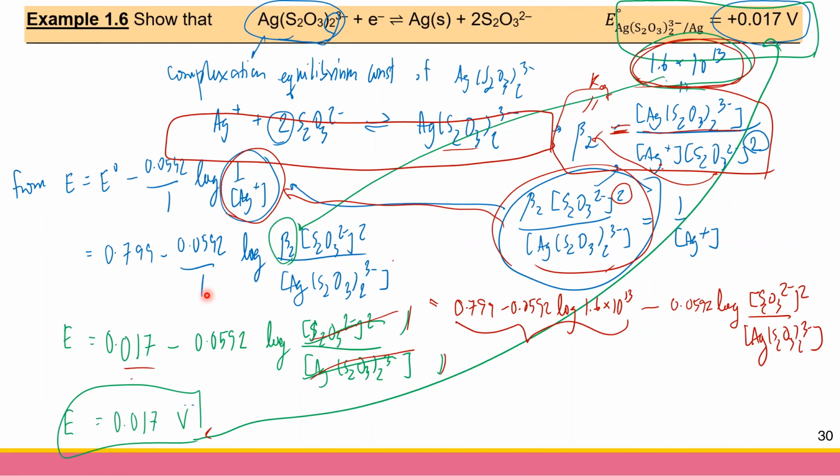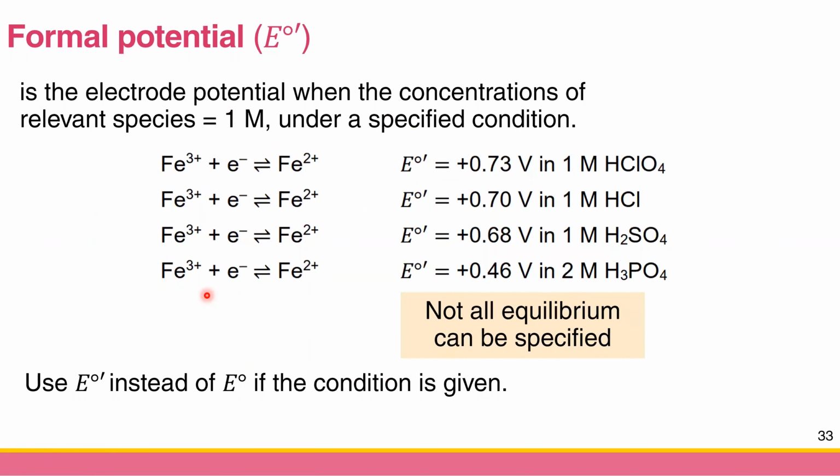But most of the time we don't really know. So what electrochemists use is something called formal potential instead. So what is it? Formal potential is the electrode potential when the concentration of the relevant species is 1 molar under a specified condition. This is different from the last one. The last one, we know the standard electrode potential. We know that everything has to be 1 molar and it cannot have something else.